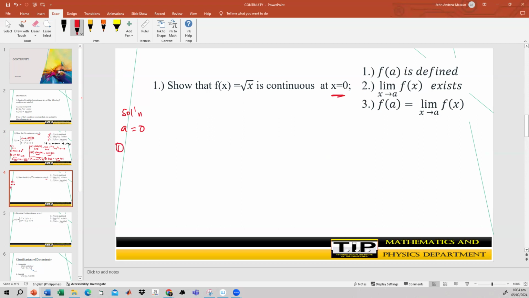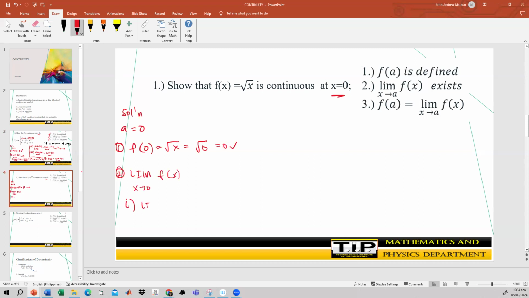So the first condition is, what will be the value of f of 0? Of course, if you have square root of x and you substitute 0 to x, this will lead to square root of 0, or this will become 0. So is f of a defined? Of course, yes, because it has a value which is 0. Okay, so we'll proceed now to the second condition for continuity, wherein the limit of f of x as x approaches 0 must exist, no? And in order for us to prove that this exists, you just need to check the right side limit first, right?